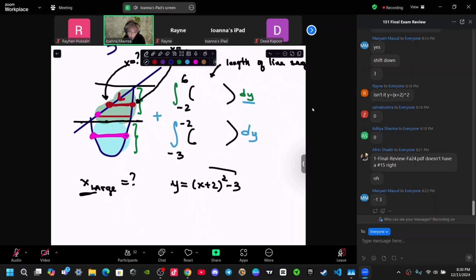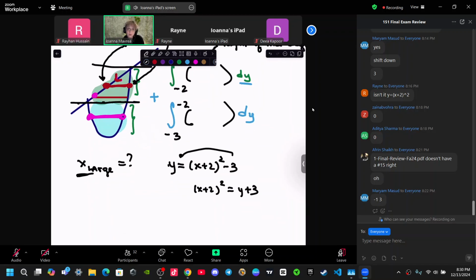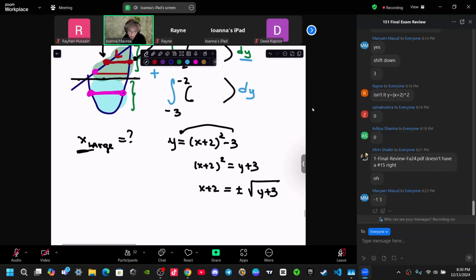So I'm going to move the 3 over here. So I have (x plus 2) squared is equal to y plus 3. When you get rid of a square power, you really have to put a plus or minus on the other side. And now I'm going to solve. I'm still looking for x. So it's x equals minus 2 plus or minus the root of y plus 3.